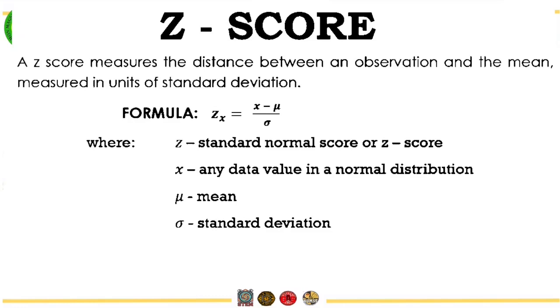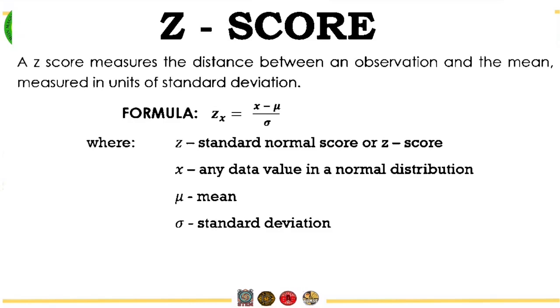So what is the z-score formula? The z-score formula is z equals x minus mu over standard deviation. So what is x? x is any data value in normal distribution. It is the raw score from the data, and you want to standardize it. What is the z-value of that specific data in relation to the mean and the standard deviation? So where z is the standard normal score or z-score, x is any data value in normal distribution, mu is the mean, and sigma is the standard deviation.